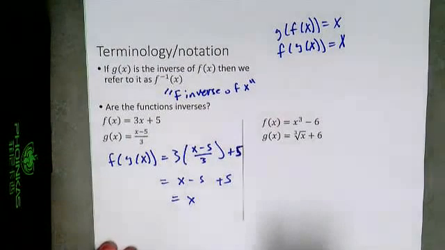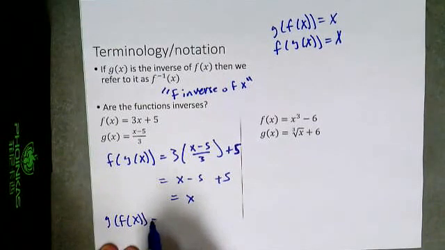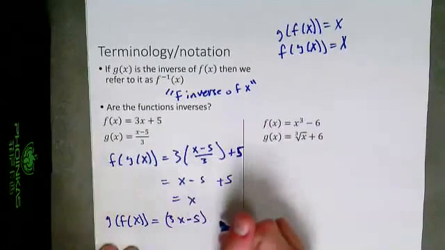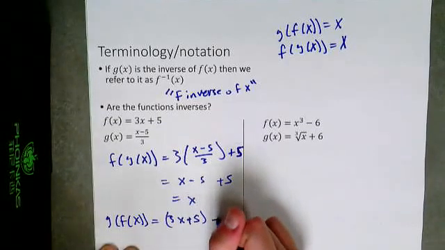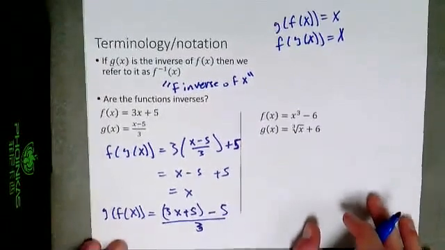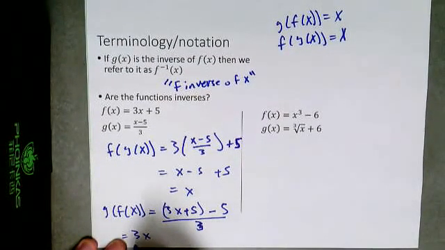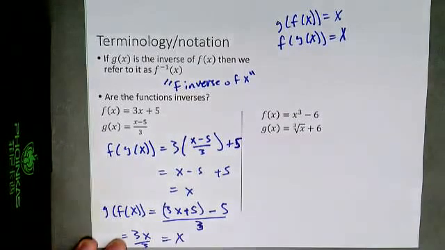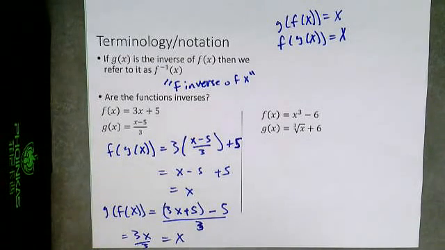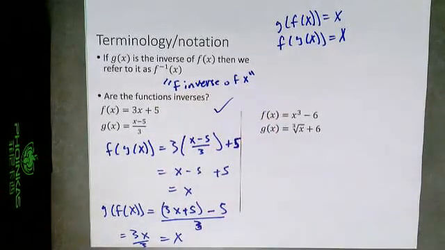Now let's look at the other, g of f of x. This is equal to 3x plus 5 minus 5, all over 3. So this is 3x over 3, which is just x. Right, the 5s cancel and you just get 3x over 3. The 3s cancel out and we just get x. So are these functions inverses? Yes, these are.